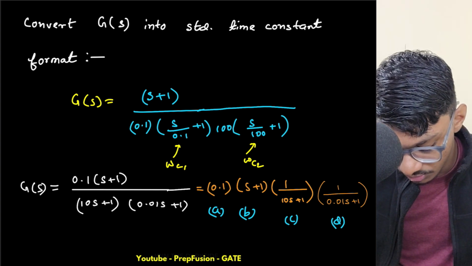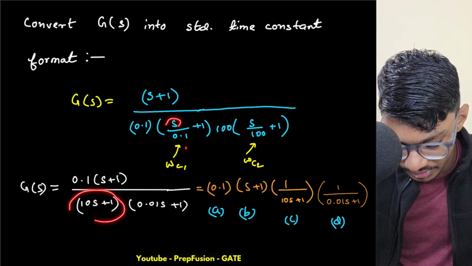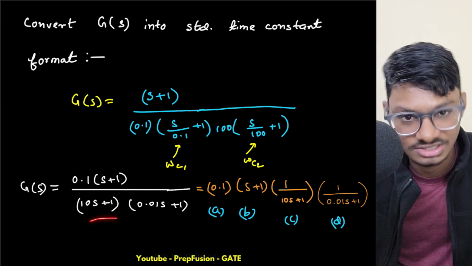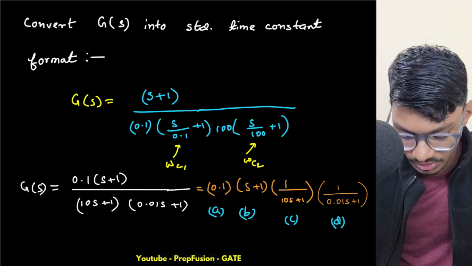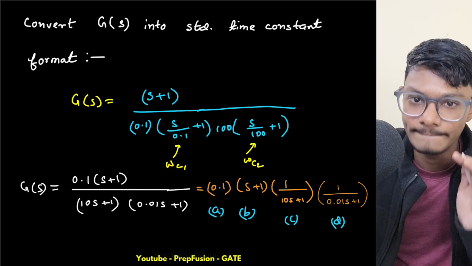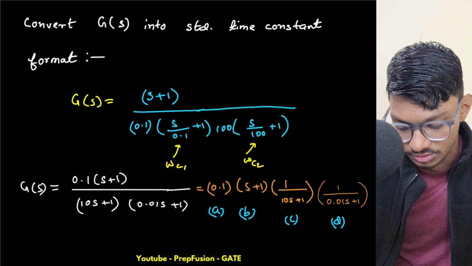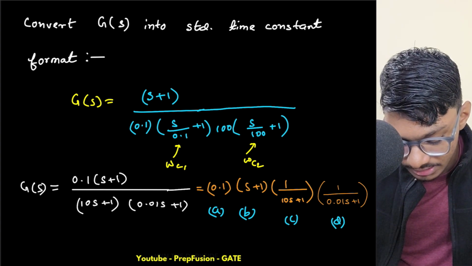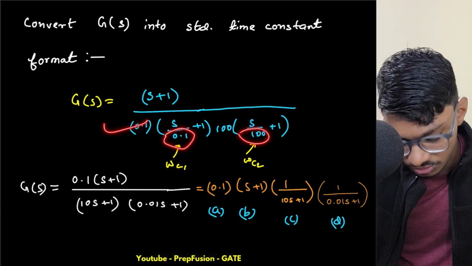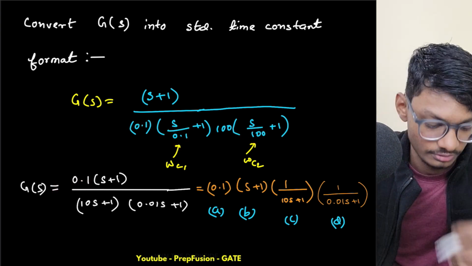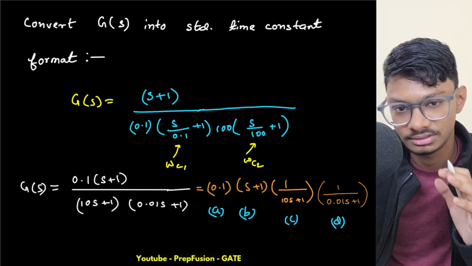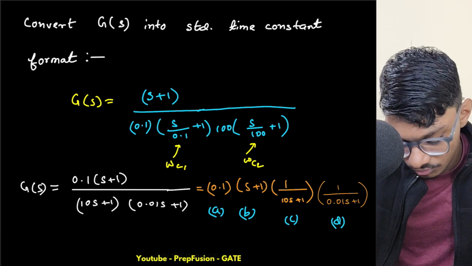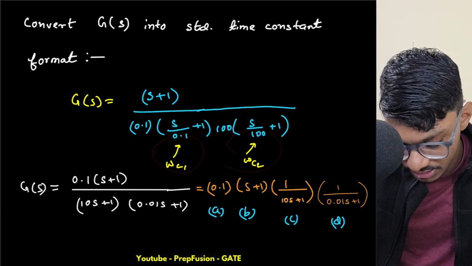Now we can write this as s by 0.1, like this: 10s plus 1, and 0.001s plus 1. These are s tau 1 plus 1 and s tau 2 plus 1. Now we have converted this into the standard time constant format. What we can understand from here is that these are my corner frequencies. You can stop here also, it depends on you. We will solve more questions and get an idea which one is preferable for you. So now we found the corner frequencies and the DC gain.